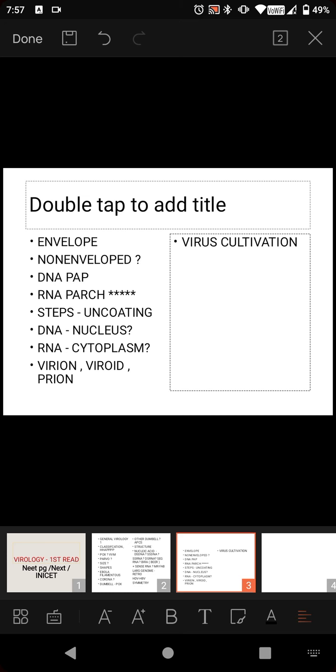Then embryonated egg inoculation. First, the chorioallantoic membrane. What do we study with the chorioallantoic membrane? Vaccinia, variola, and herpes simplex virus 1 and 2. You have to just cram this, there is no other way. Vaccinia 1, variola 2, herpes 1 and 2. Then the yolk sac is for arboviruses.